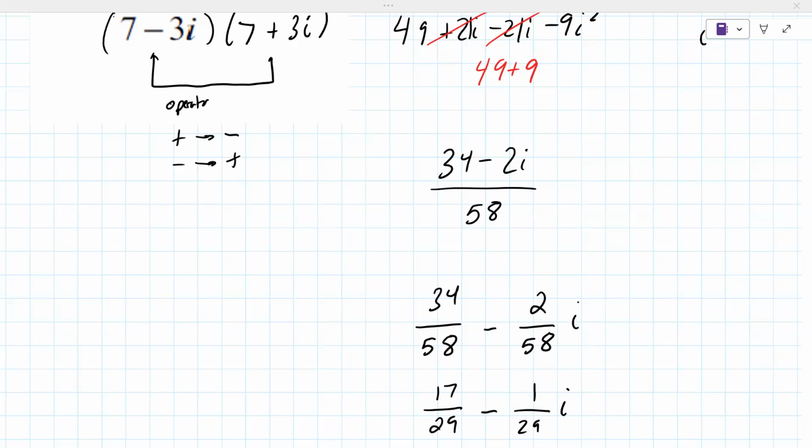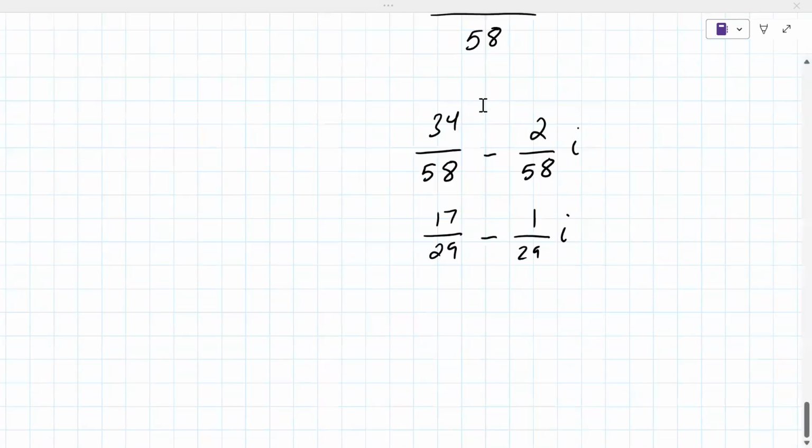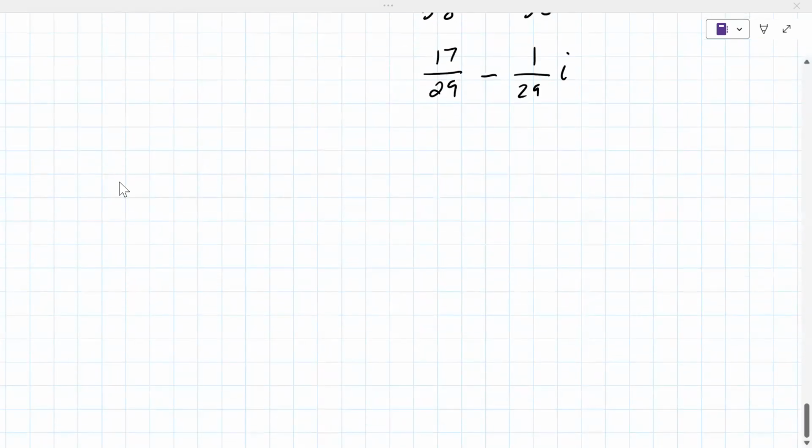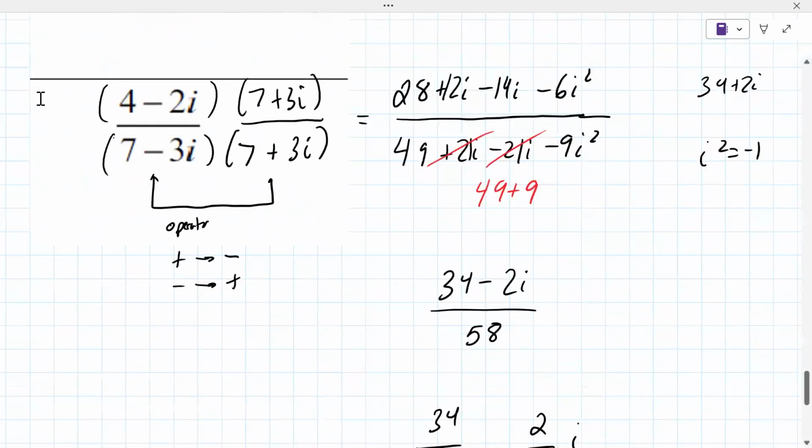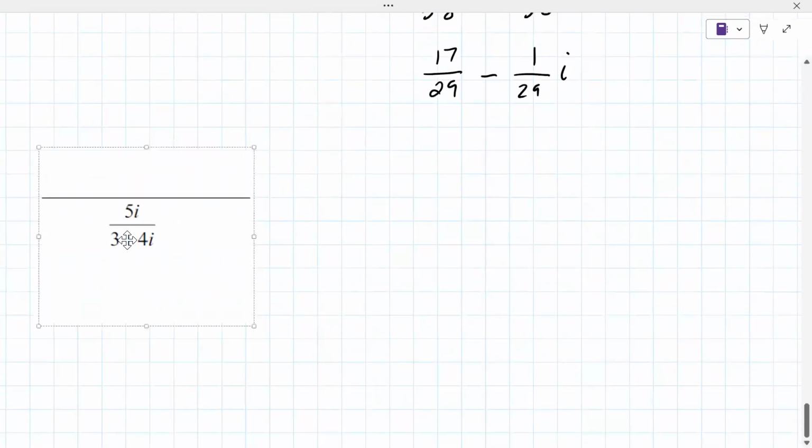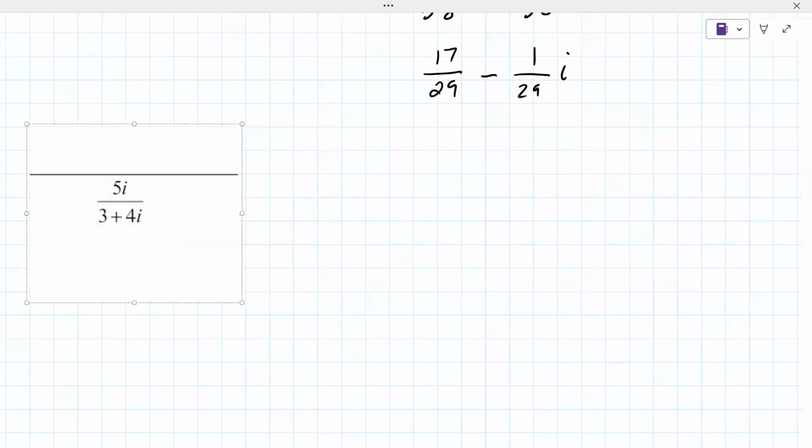Questions, thoughts on that? No, I think I got that. Why don't you try the top right one on your own, the 5i over 3 plus 4i? Or I can make one up like this one for you to try. But this is a good one to try if you want.